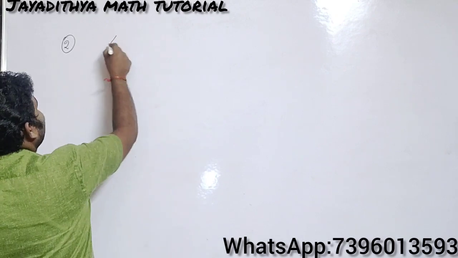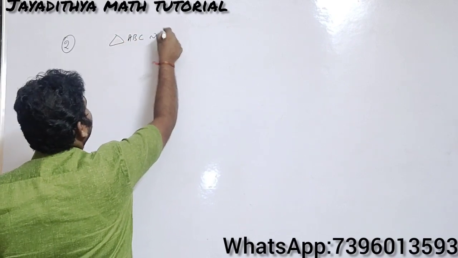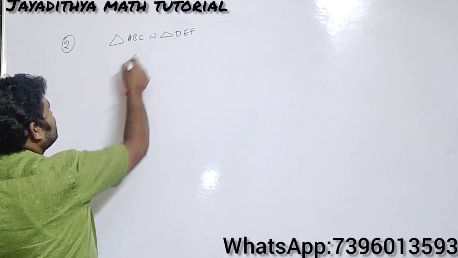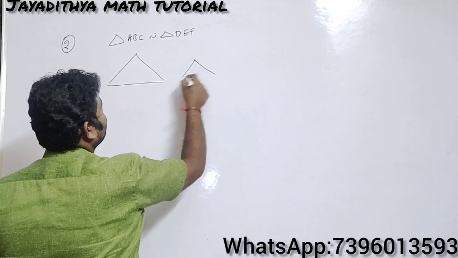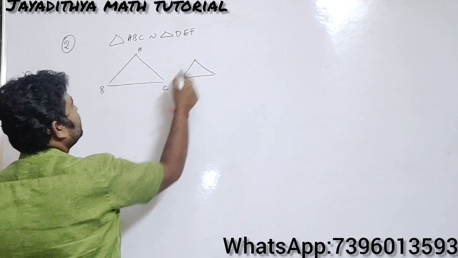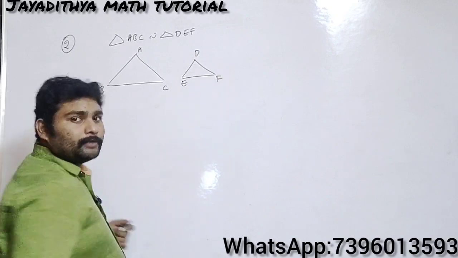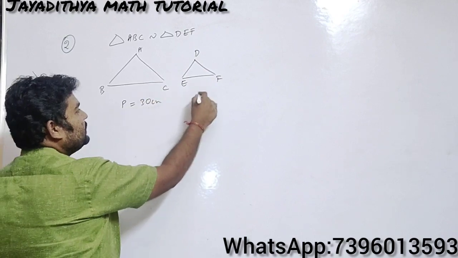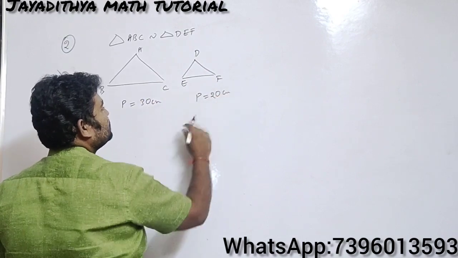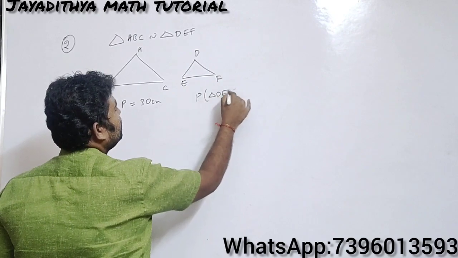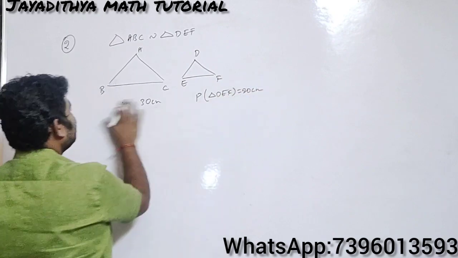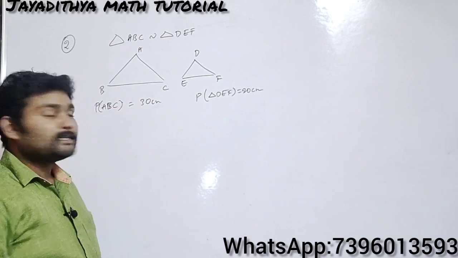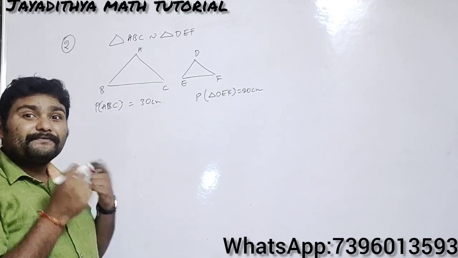So I am taking triangle ABC is similar to triangle DEF. See here, I am taking two triangles here for your clear understanding. I am drawing the figures here. So this is A, B, C, and this is D, E, F. He has given perimeter of the first triangle as 30 centimeters and the second perimeter is 20 centimeters. So let us write: perimeter of triangle DEF is equal to 20 centimeters. Perimeter of triangle ABC is equal to 30 centimeters.